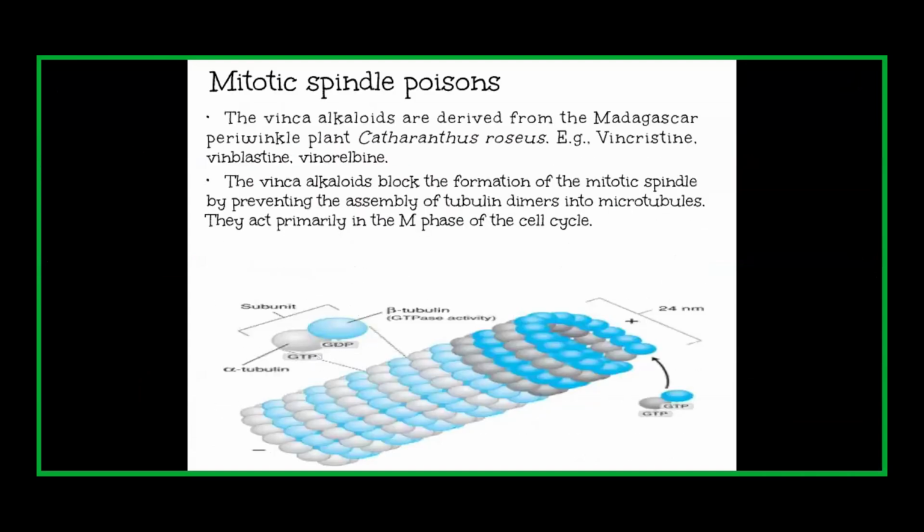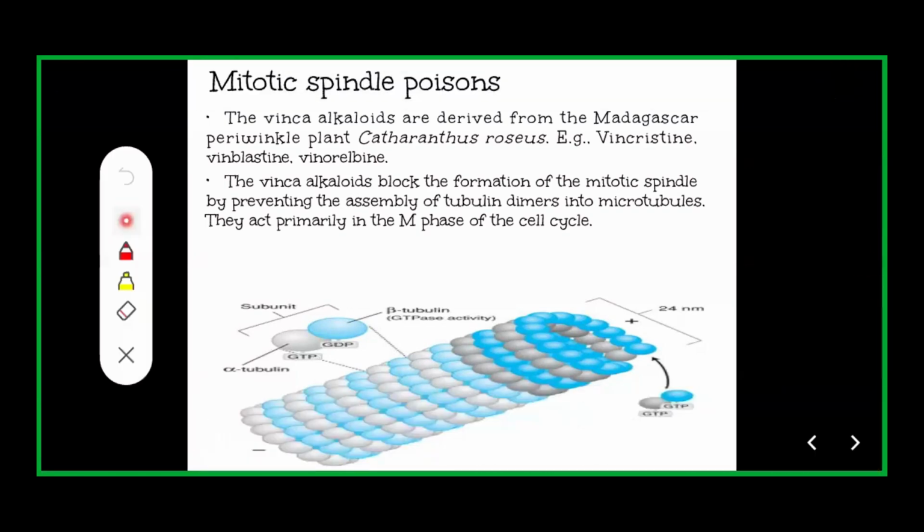The next class of drugs are mitotic spindle poisons. To produce the two daughter cells, the microtubules must be assembled and stabilized in the correct position. For successful mitosis, the microtubules must be assembled and stabilized in the correct position. Each microtubule is constructed from alternating alpha and beta tubulin dimers, as you can see here. These molecules form a stiff, hollow, cylindrical structure.